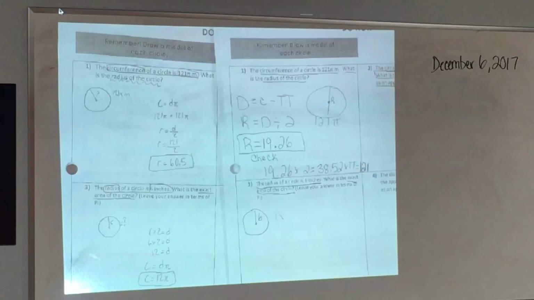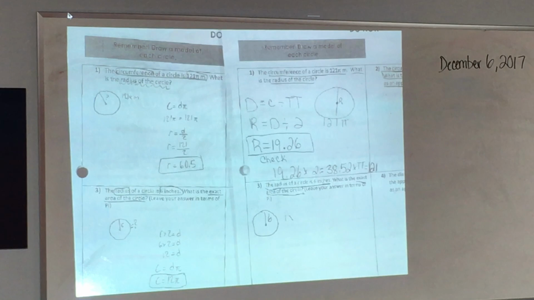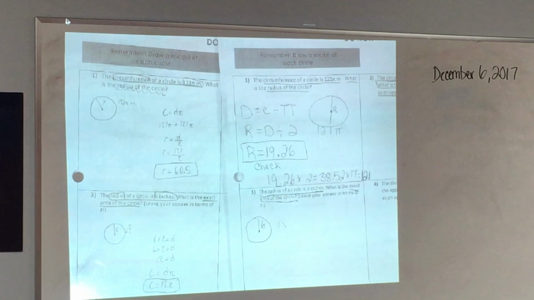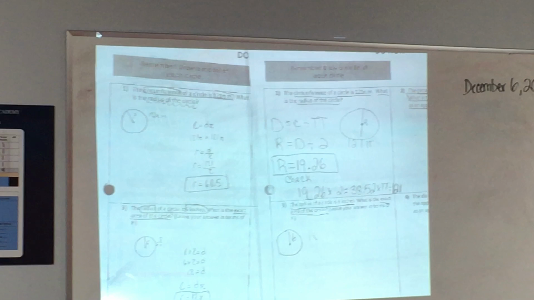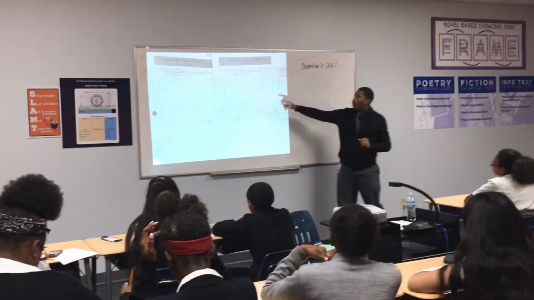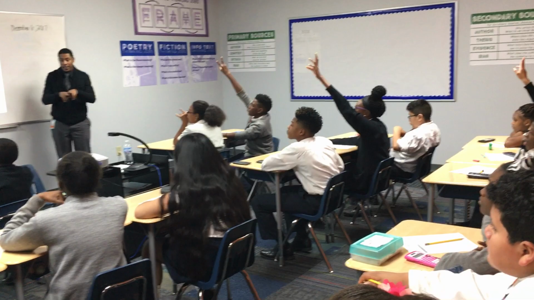Both started with the same formula. Circumference, or my diameter is equal to circumference divided by pi. But we ended up with two different radii. The person on the left is correct. Where is the mistake for the person on the right? Find it with your partners. Go. 2 minutes.